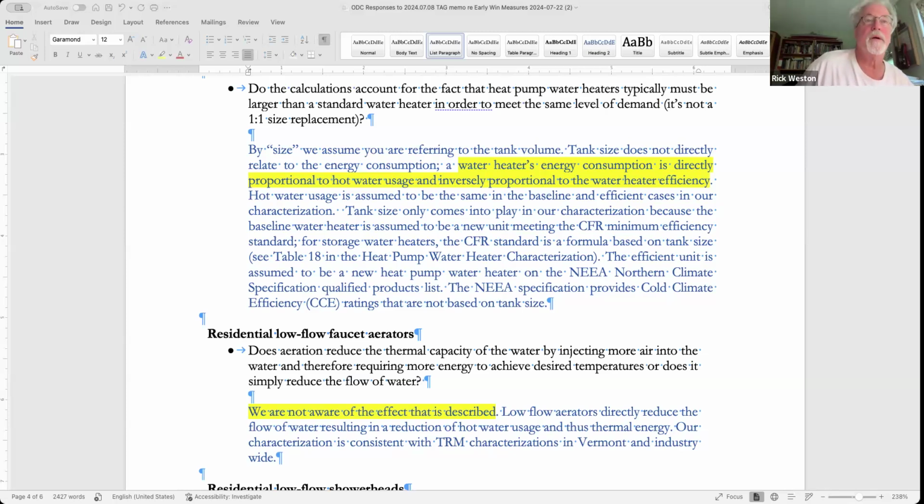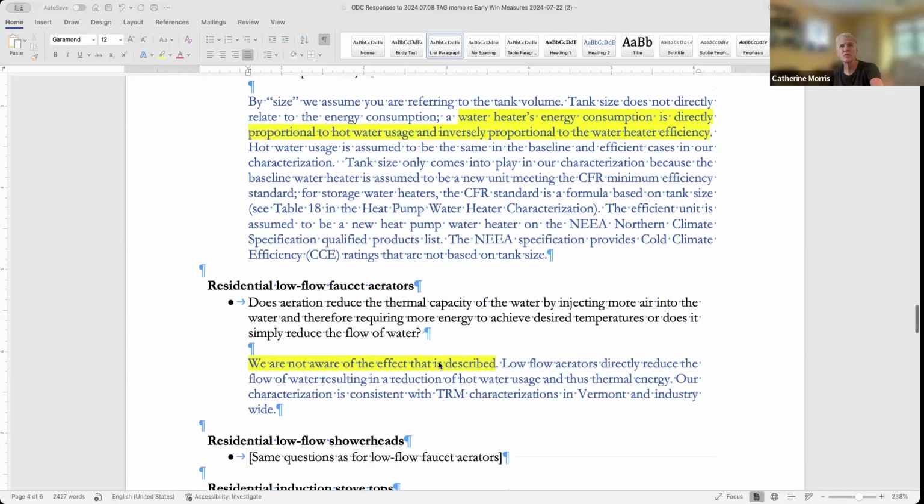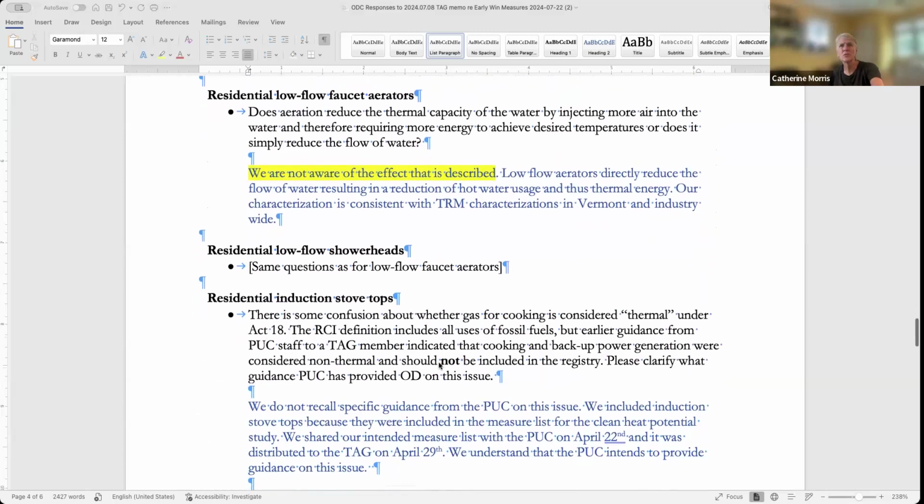Okay. All right. Low flow aerators. This was a question that was raised by how they operate. And that was interesting. They're not aware of the effect that we thought might be an effect. And they're just following our other TRM.